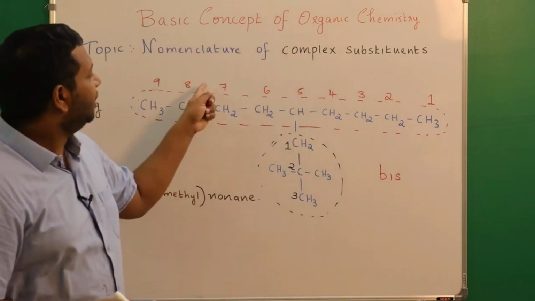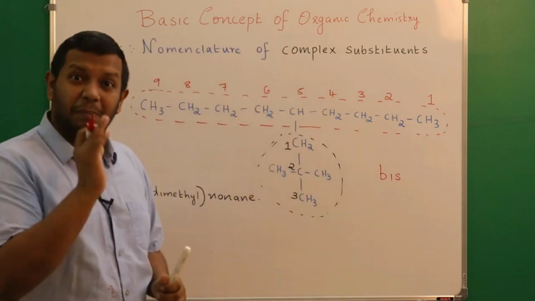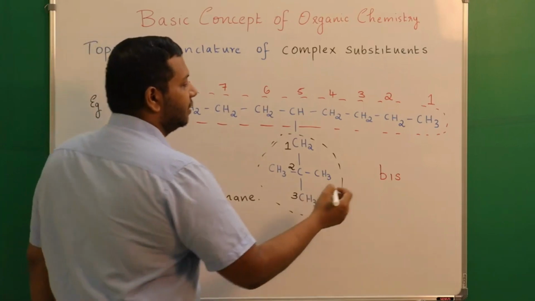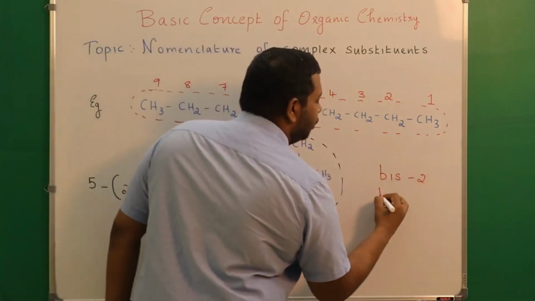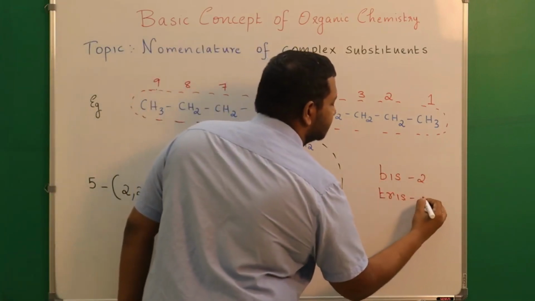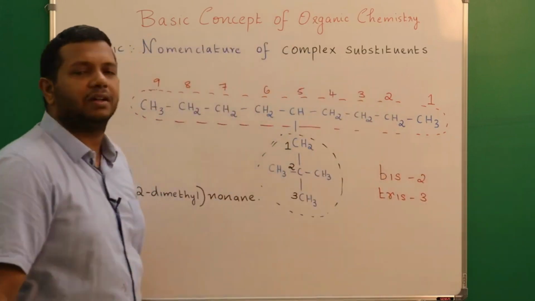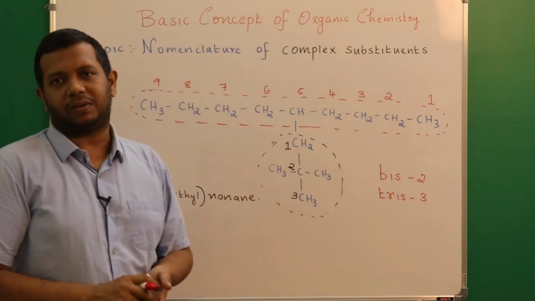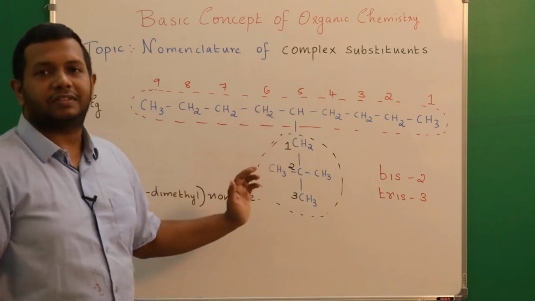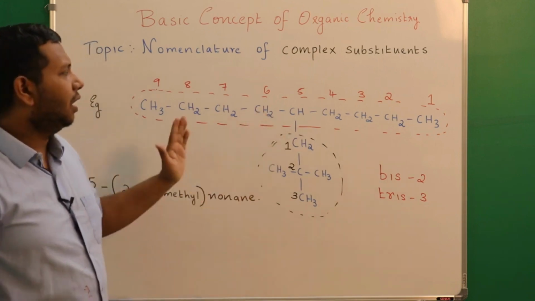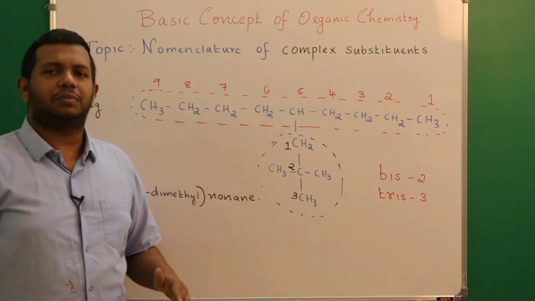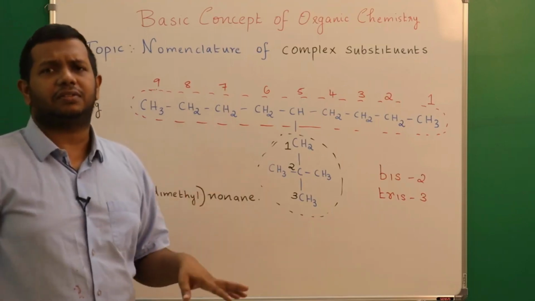Suppose there are 3 similar complex substituents present, then we use the term tris. We will see those examples in the next class. Okay. This is not present in the NCERT text, but this is very important for JEE and other exams.